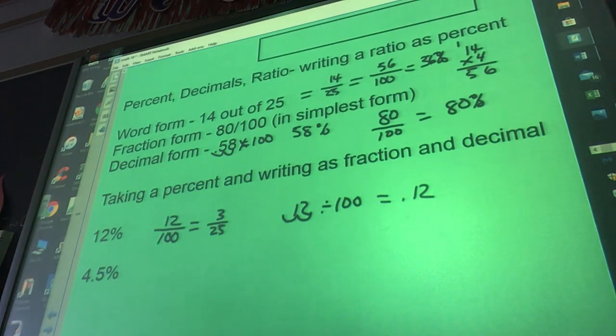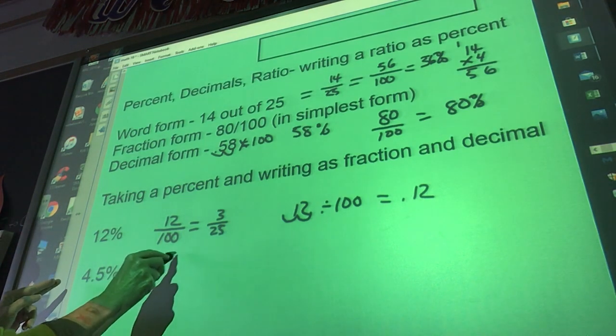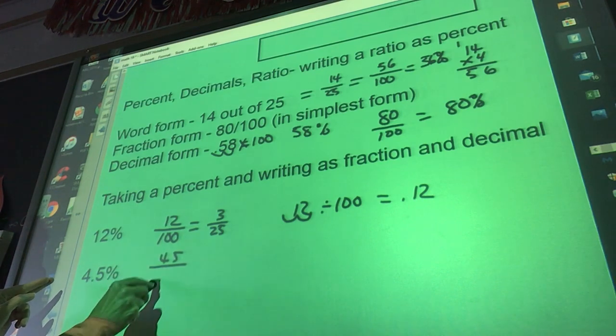Really easy. Okay, here's another problem. It's a little bit different. It's a little bit more challenging. I have 4.5%. So if I put this over 100 like I did there, I have 4.5 over 100.